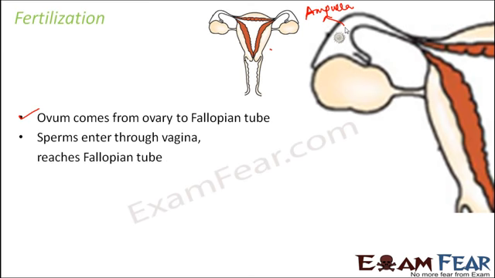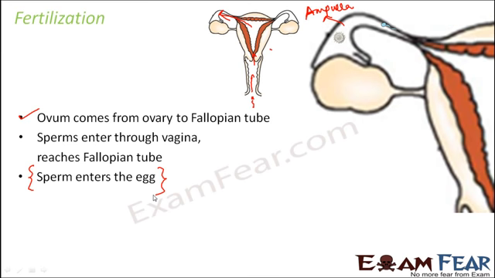Now, the sperm enters through the vagina and reaches the fallopian tube. The vagina is here. So the sperm will enter through the vagina and then it will reach the fallopian tube. Here, that is where it has to reach. And then the sperm will enter the egg. Now, what do we mean by fusion actually? The sperm enters inside the egg and we say that the egg is fertilized and fusion has taken place.